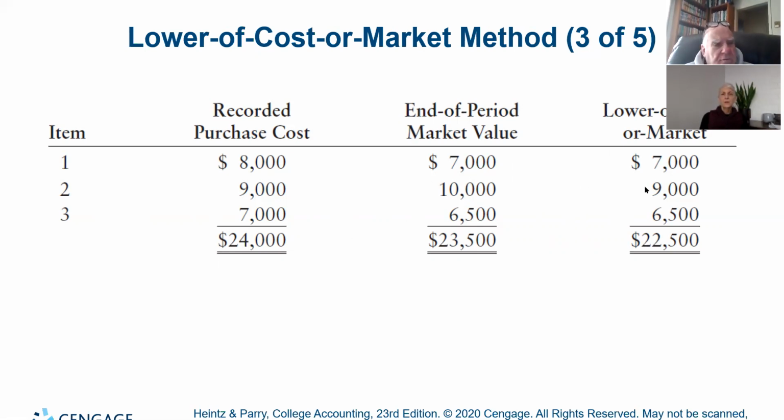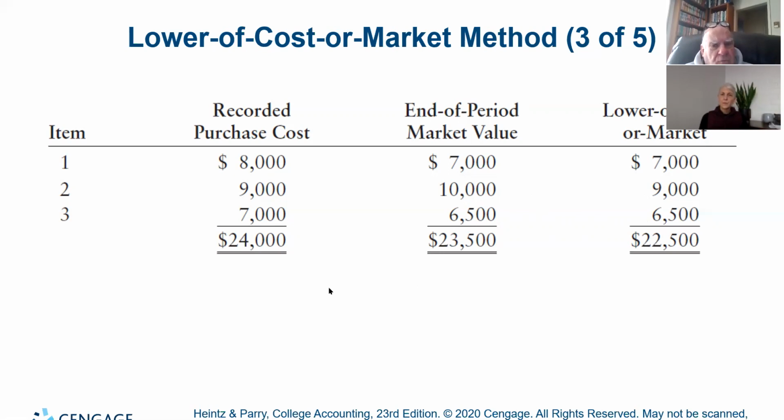So the 9 is lower. We can't write it up, we can only write it down. And then the third one is the same scenario as number 1. Price was 7. We know that if we want to buy this stuff again, people only pay, say, $6,500. So we add these numbers up, and now we have a new inventory balance of $22,500.